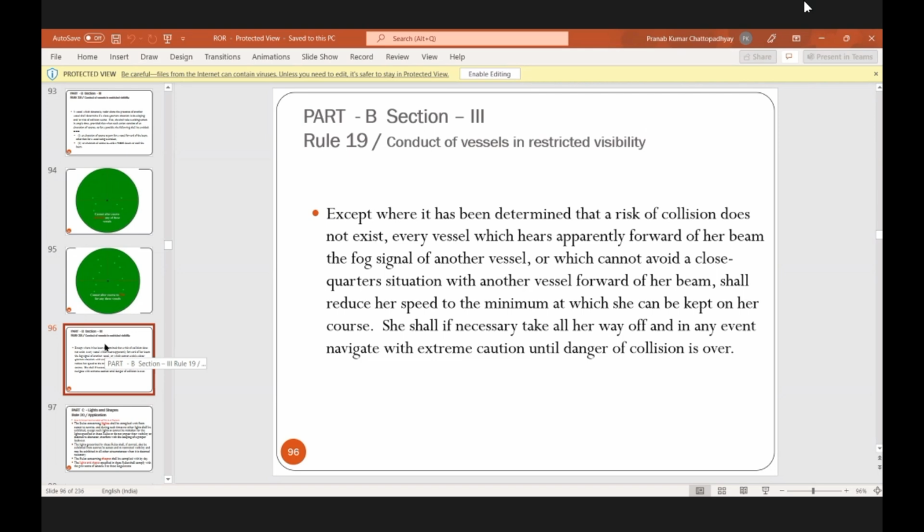Is that clear? Yes. Is it clear? So remember, this paragraph will only apply in such situations where the risk of collision is not possible, cannot be determined. There, considering the risk exists, this action has been prescribed. And what it says: every vessel which hears apparently forward of her beam the fog signal of another vessel.